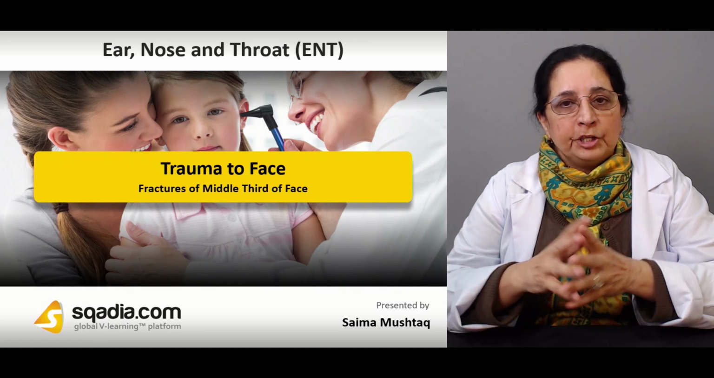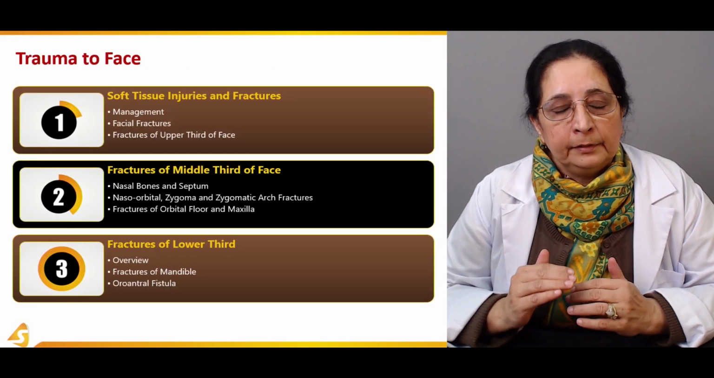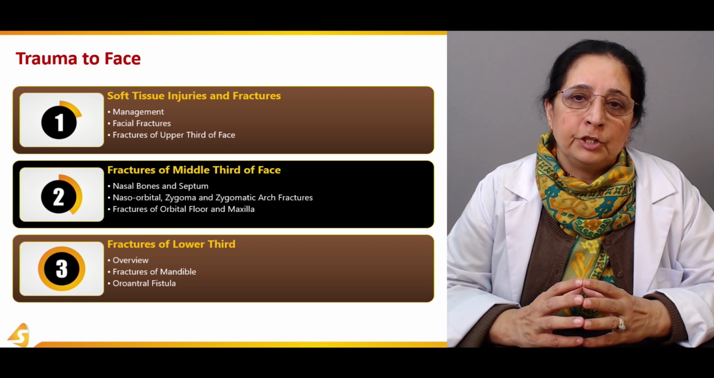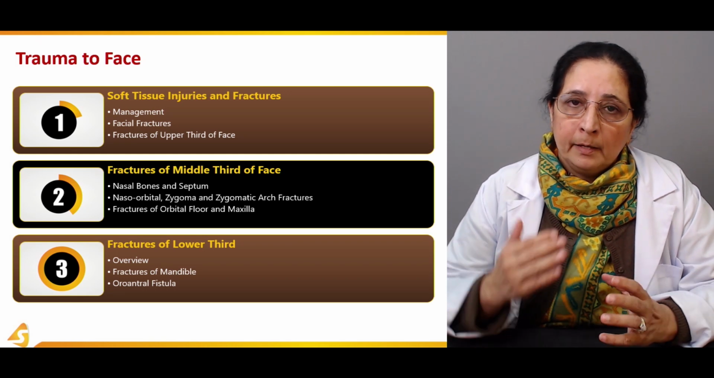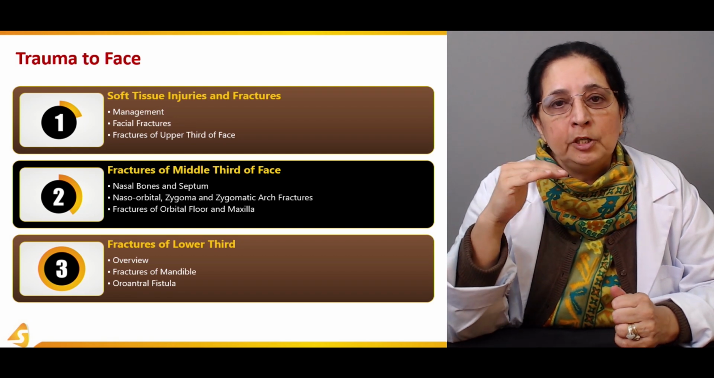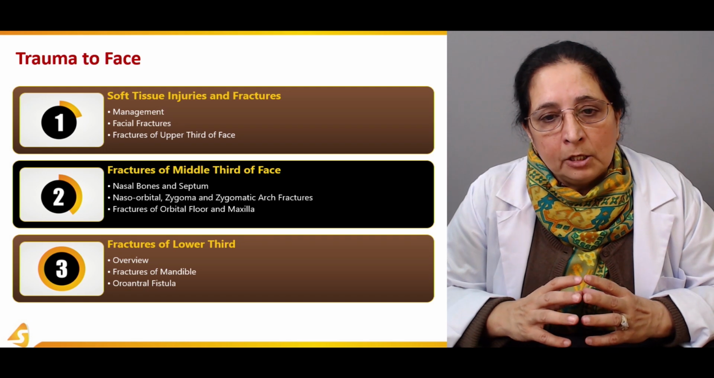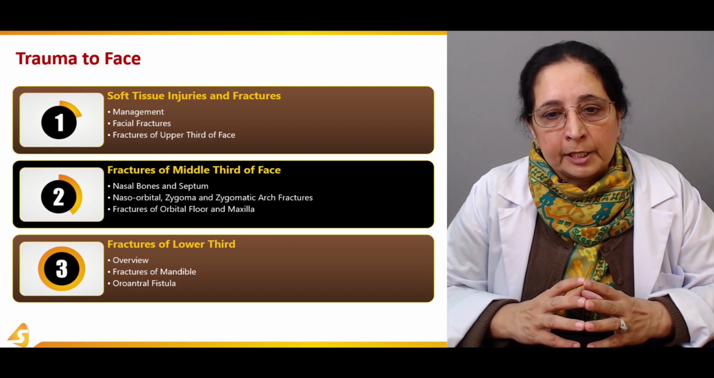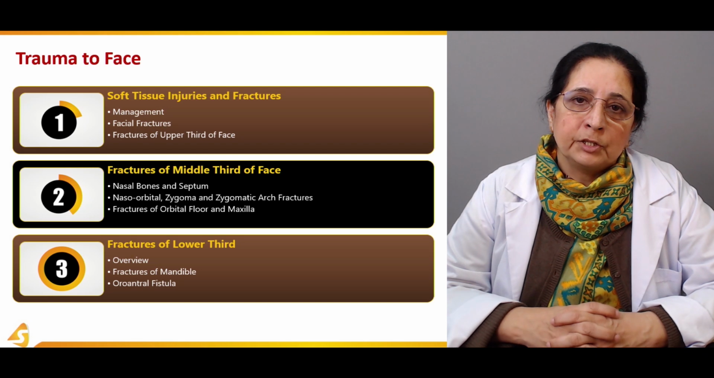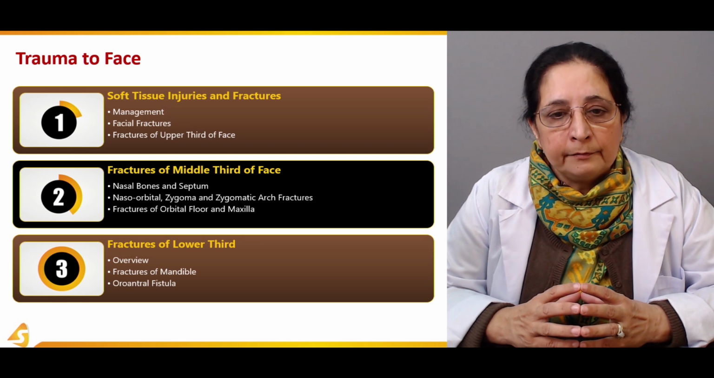Now let's talk about fractures of the middle third of the face. The fractures which are common in that area are usually fractures of the nasal bone and septum. The nose is a very prominent structure, so any blow or injury to the middle third of the face is most likely to affect the nose. So nasal bone and septal fractures, and then naso-orbital, zygoma and zygomatic arch fractures. All these are the bones that are present in the middle third of the face.